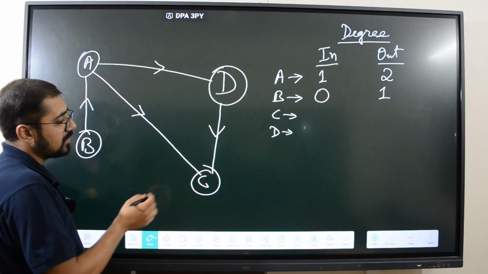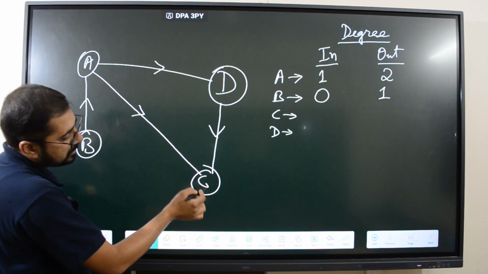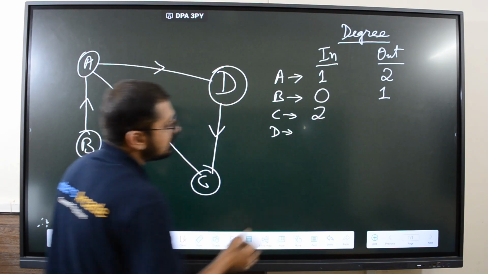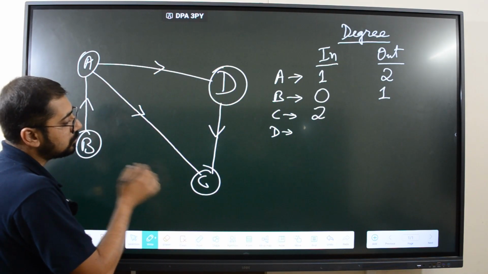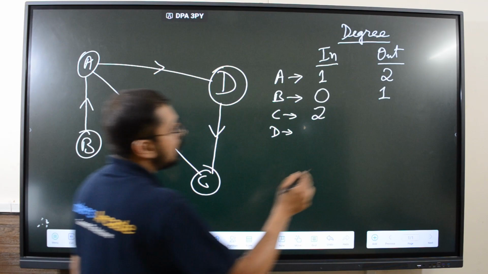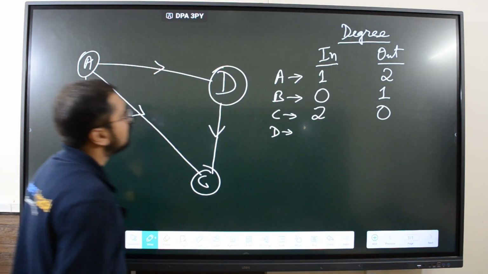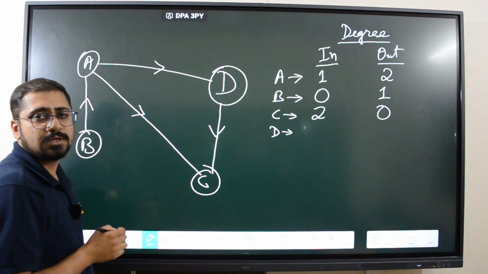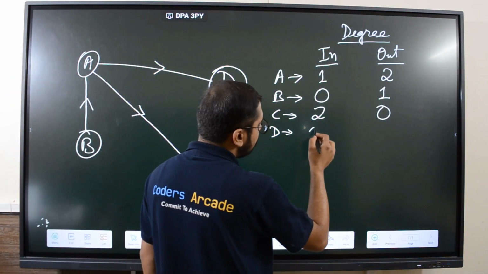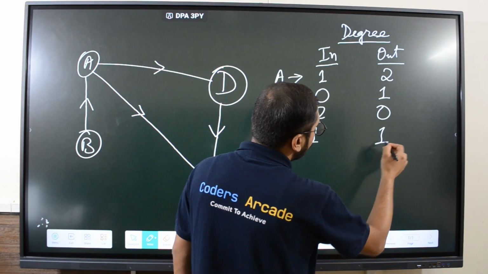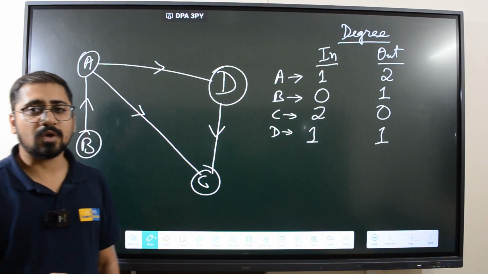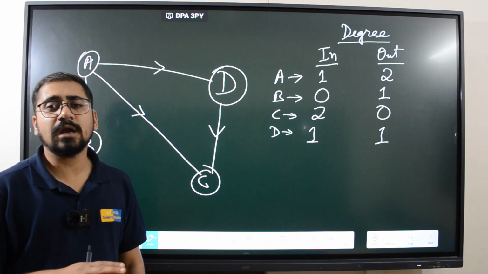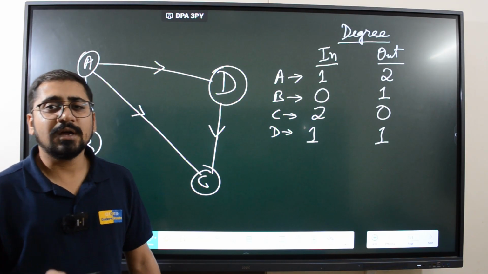Similarly with C, how many edges are coming in? 2 edges are coming inside the node C, so the in degree is 2, and as no edges are going outside C, the out degree is 0. If we talk about the node D, one edge is coming in and one edge is going out. So D has an in degree of 1 and out degree of 1. Okay, so this is all about degree in the case of undirected graphs, and in degree and out degree in the case of directed graphs.